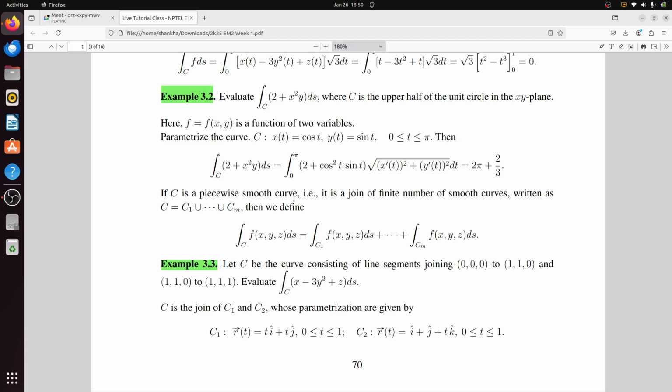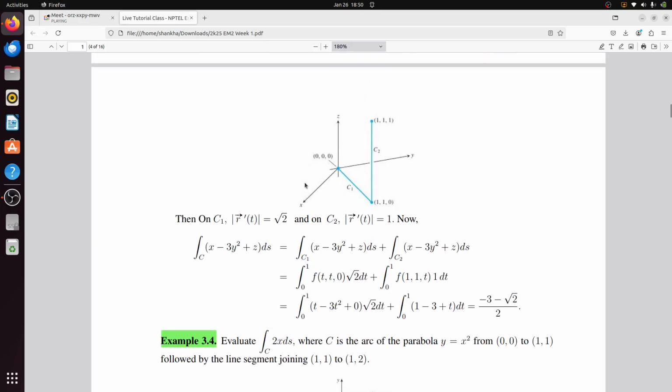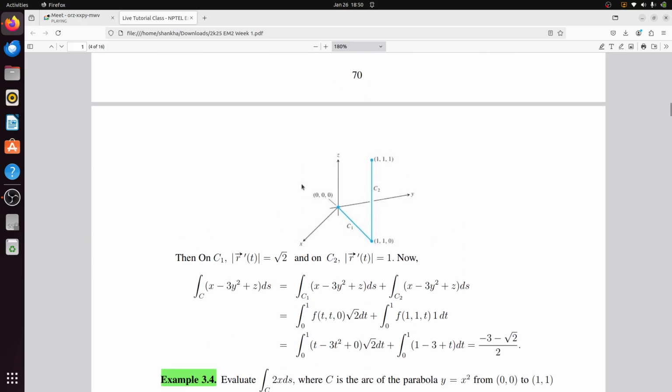Sir, solved. Okay. Did you get the answer, was it correct? Yes, sir. Very good. The answer is -3 minus square root of 2 by 2. Okay. Thank you, sir. Yes, you have at least tried and also got the correct answer. Yes, very good, very good.